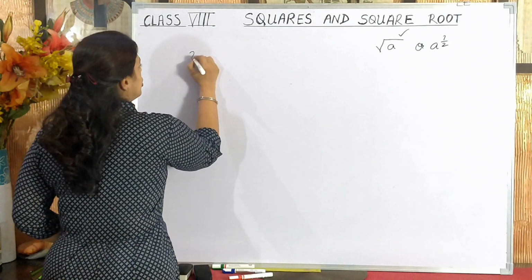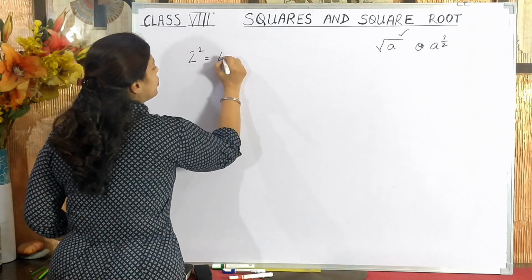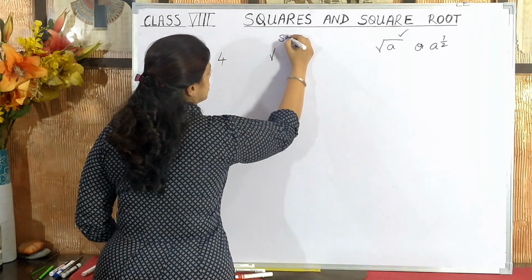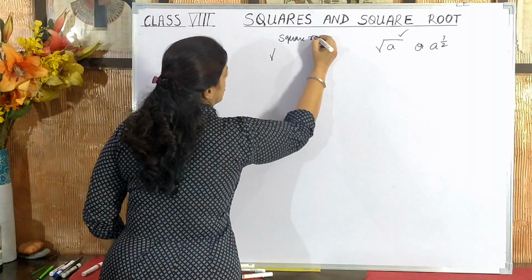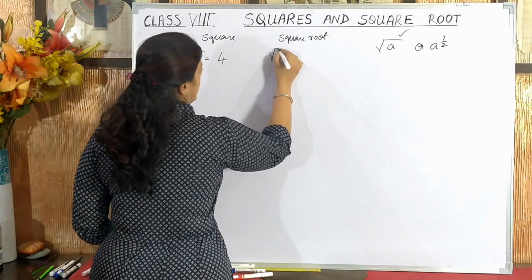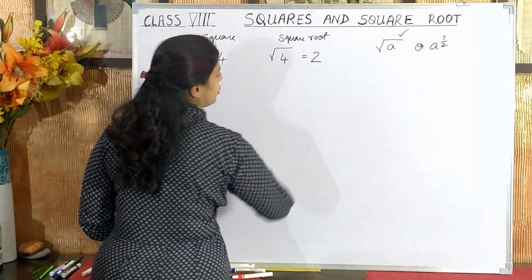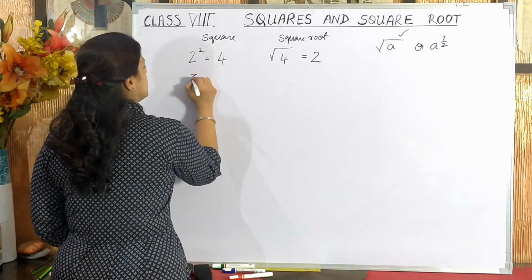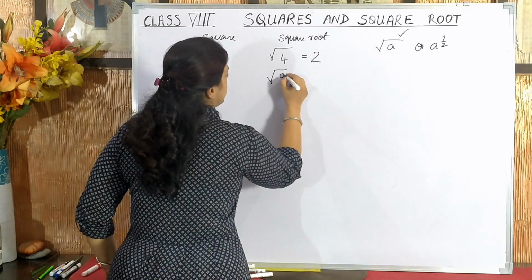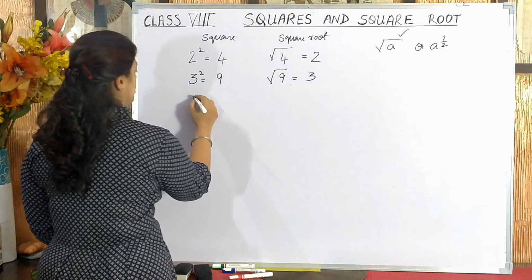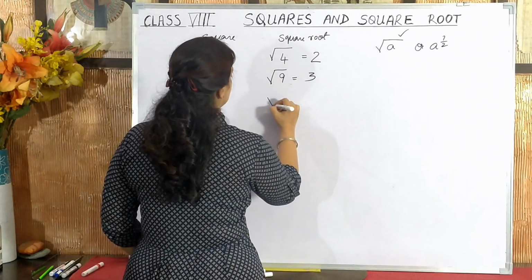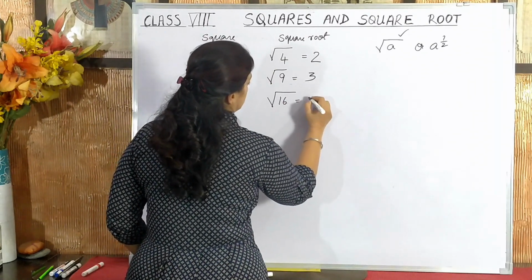First example, 2 square is 2 into 2 gives me 4. Therefore, I can say that this is the square root, and here I am writing the square. Square root of 4 is equal to 2. 3 square is 3 into 3 gives me 9. Therefore, square root of 9 is 3. 4 square, 4 into 4 gives me 16. Therefore, square root of 16 is 4.